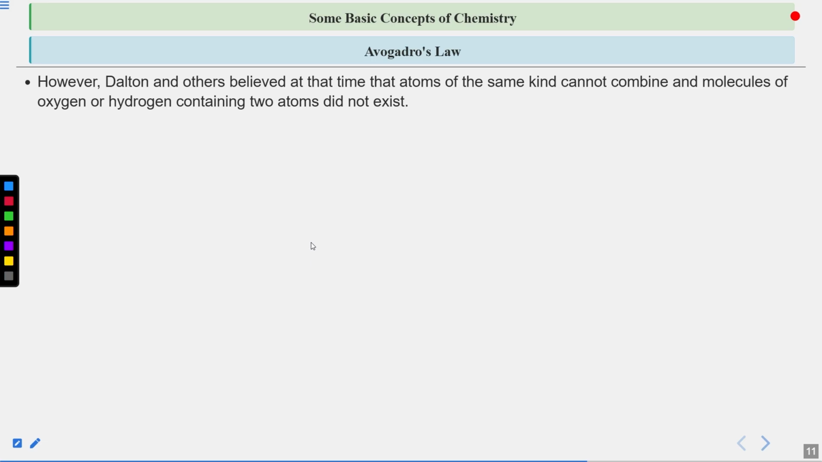Now, Dalton and others believed at this point that atoms of the same kind cannot combine. So this was a myth that atoms of the same kind cannot combine, and molecules of oxygen and hydrogen containing two atoms do not exist. According to Dalton, two different types of atoms can only combine to give a compound, not two same type of elements. Okay, two same type of atoms can give a molecule.